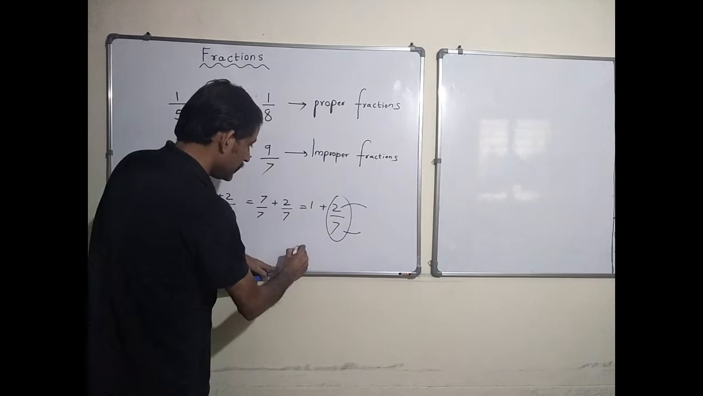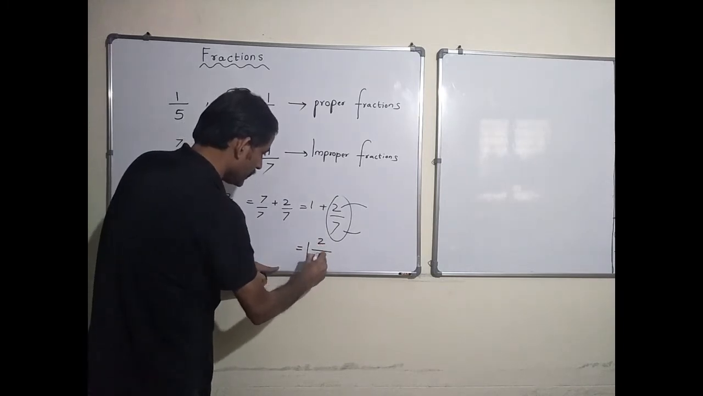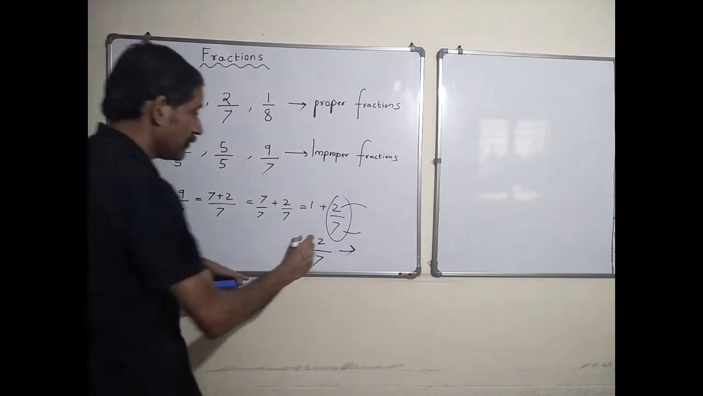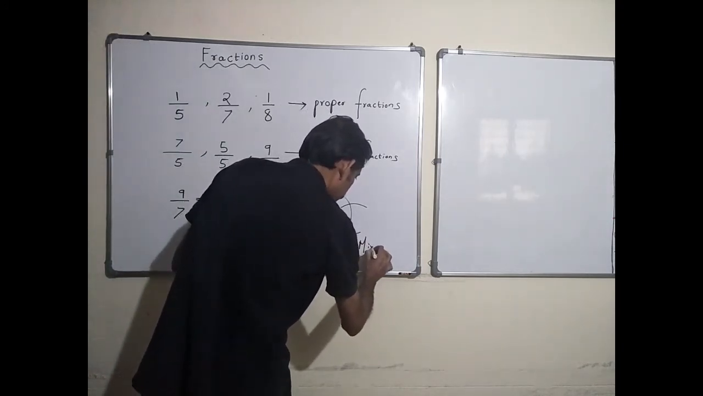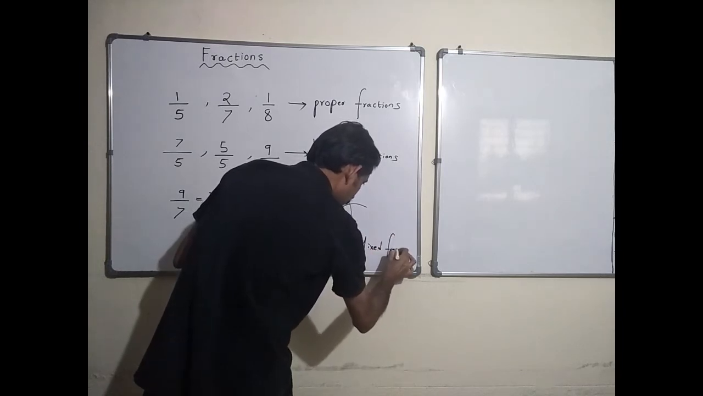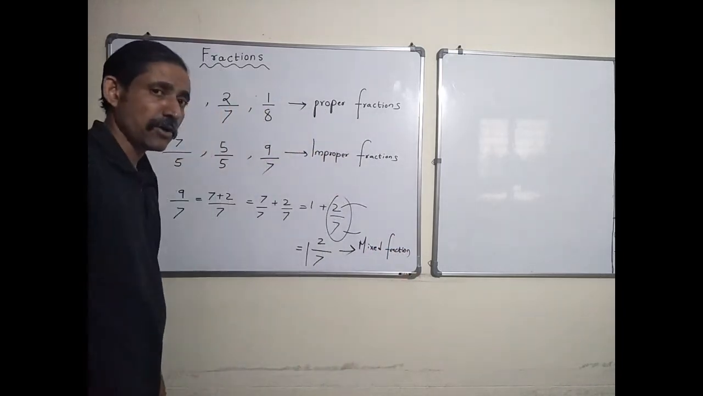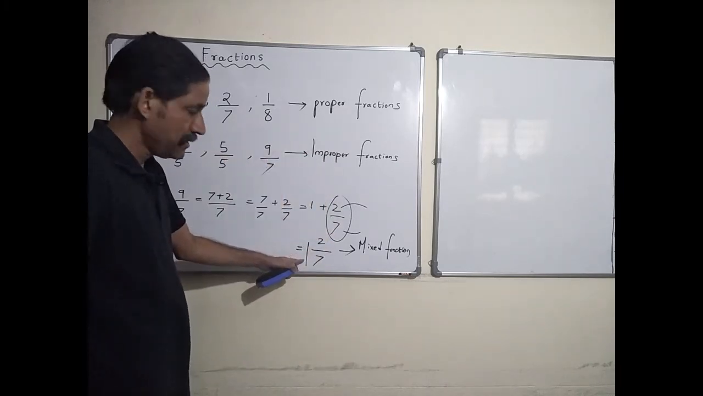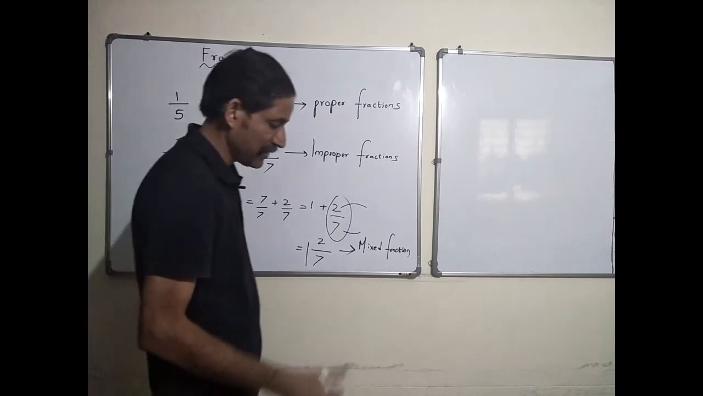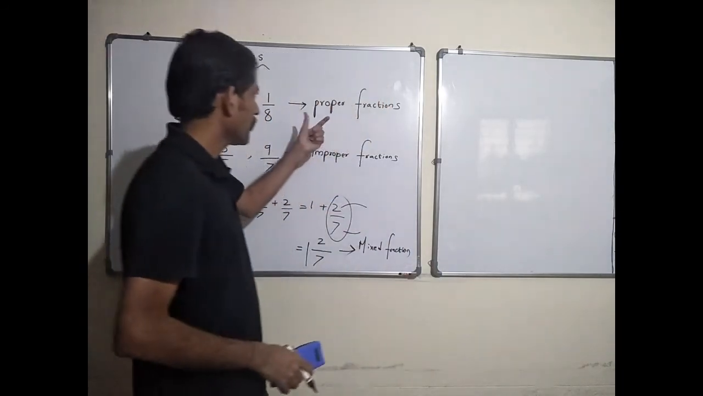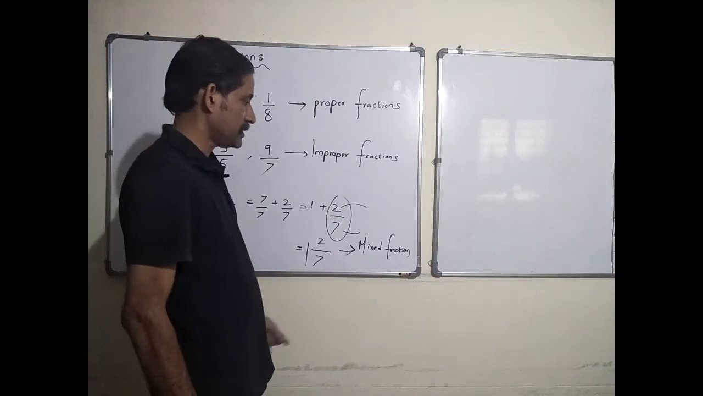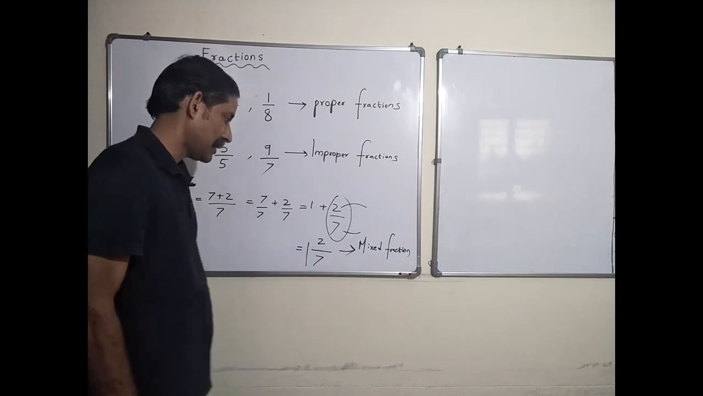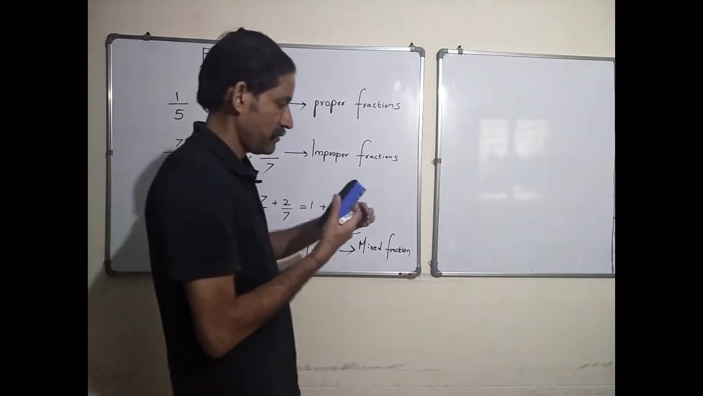How do we write this? It is written in the form 1 2/7. This is the representation of a mixed fraction. Why is it called mixed? Because it consists of an integer and a fractional part. Okay, good. So we covered proper fractions, improper fractions, and how we can convert improper fractions into mixed fractions. Okay, good. So that's great.